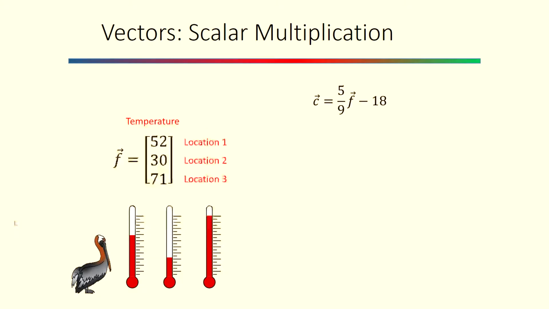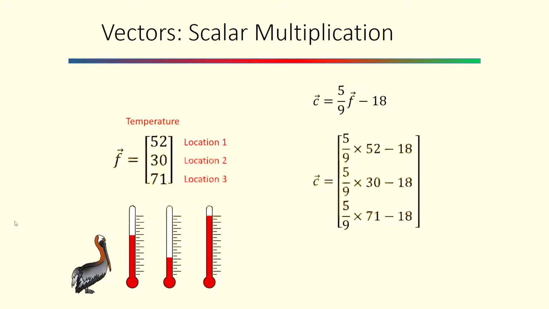subtracting off 18. So we can now write an equation that our new Celsius vector is equal to 5/9 times the Fahrenheit vector minus 18. We then compute it by multiplying each element by 5/9 and subtracting 18 from each element. We then find that the temperatures at our 3 nesting sites were 10.9 degrees Celsius, negative 1.3 degrees Celsius, and 21.4 degrees Celsius.